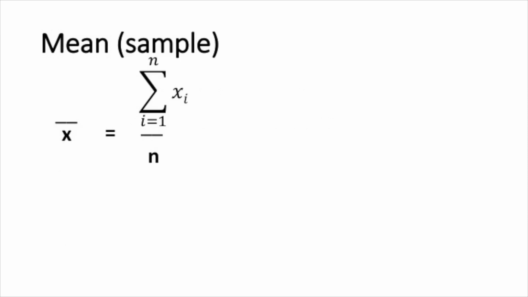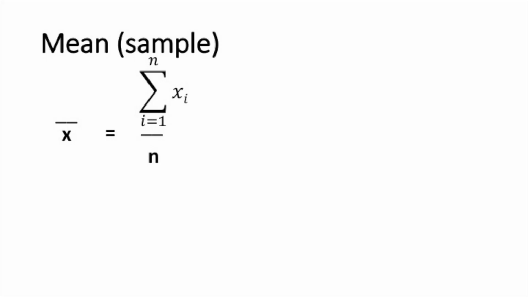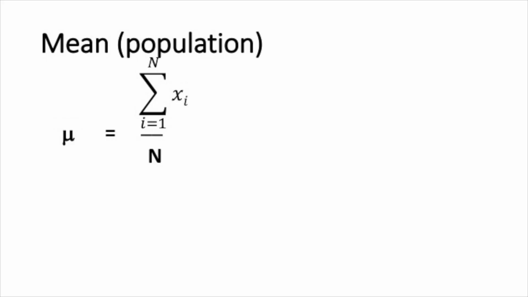Here's a fancier version of the formula for calculating a sample mean. And here's a formula for calculating the mean value of a population. You'll notice a different notation for a mean, so we use x bar for the sample and mu for a population. And a sample size is shown as a lowercase n, while a population size is an uppercase N.